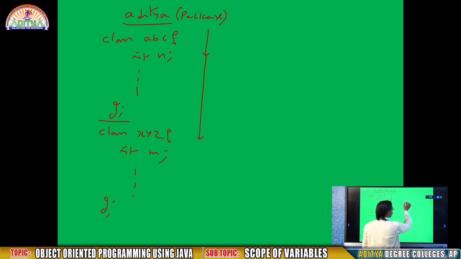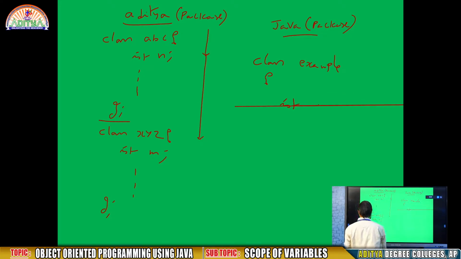Now there is another class that is available in Java. Java package. Another package name called Java, where there is another class example, where there is int, where there is a variable int z.